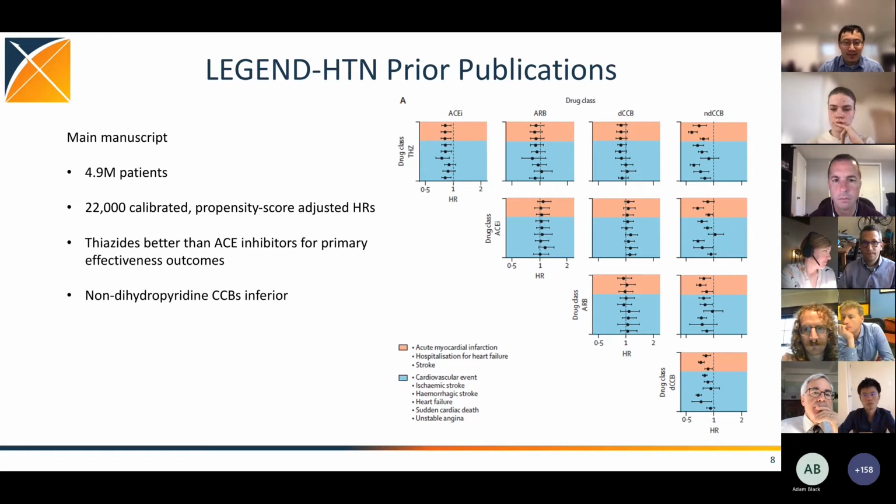Some of the key findings from the study were that thiazides were better than ACE inhibitors for primary effectiveness, and that non-dihydropyridine calcium channel blockers were inferior. And I think those were some of the key ones that came from it, and I think it was a hugely impactful study.